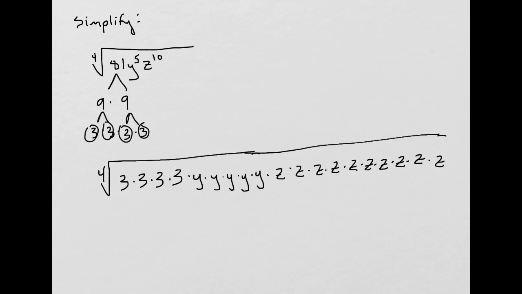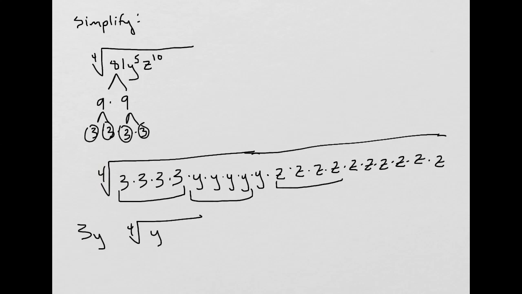So notice this time my index number is 4. That means I'm going to need 4 factors of each type in order to pull one factor out. So if we look at our 3's, notice I've got a group of 4. That means I can pull a 3 out. If we look at the y's, I've got a group of 4. That means I can pull a y out, and then there's still going to be a y left underneath.